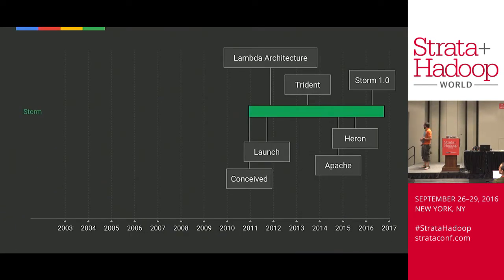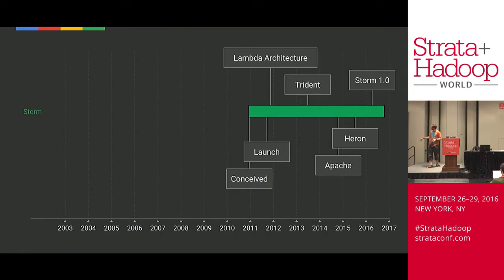So conceived and launched 2011-ish timeframe. His company got acquired by Twitter, so that's how Storm became associated with Twitter. Lambda architecture became very prevalent. Trident was this thing to try to fix some of the consistency stuff in Storm by making a micro-batching system on top of Storm. That didn't work out so well, I don't think. Became an Apache project in 2014.